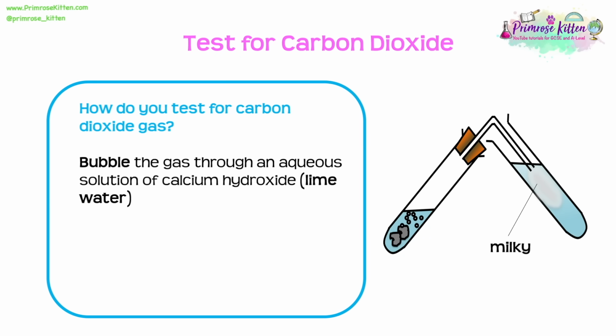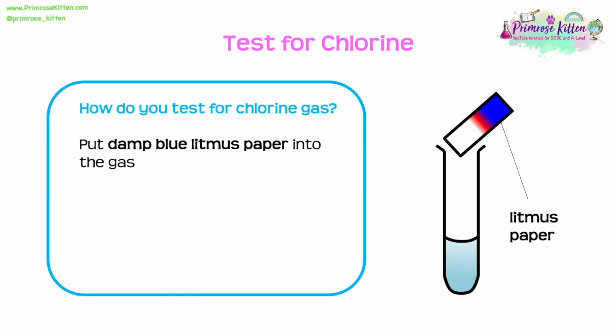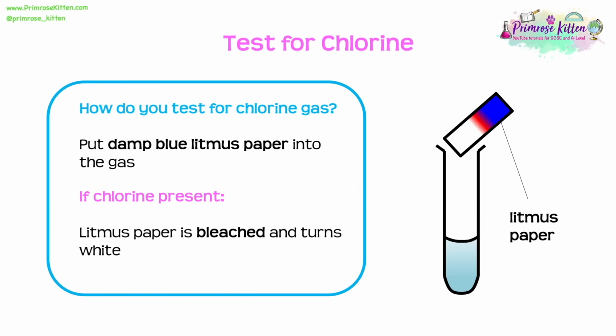We need to know how to test for carbon dioxide gas. So what we want to do is to bubble the gas through an aqueous solution of sodium hydroxide, or more simply we could say that we need to bubble it through lime water. If carbon dioxide is present, then the lime water will turn milky or cloudy in colour. To test for chlorine gas, we want to put damp blue litmus paper into the gas, and if chlorine was present, the litmus paper will be bleached and it will turn white.